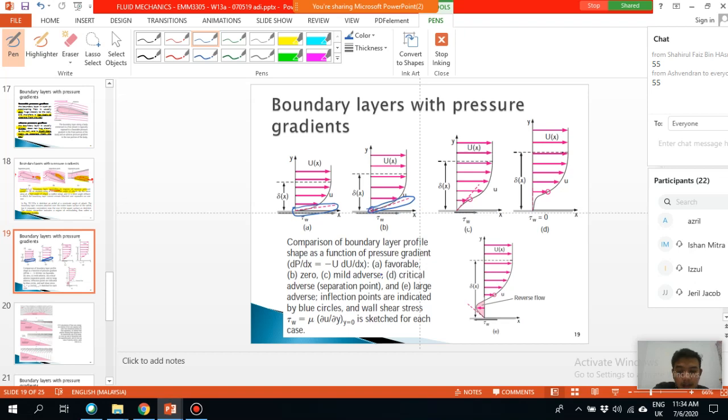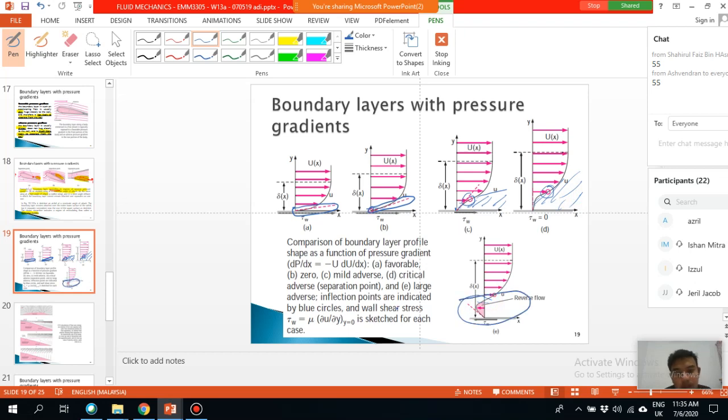The C is mild adverse, which means your boundary layer effect starts to have a mild adverse gradient. So you can see the profile diverge. For example, here is your boundary layer. You can see the profile change. Then the third one is critical adverse, which means the diversion starts to increase at this point. And the last one, when the boundary layer effect is higher, what will happen is reverse flow.